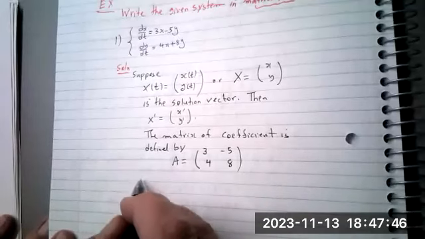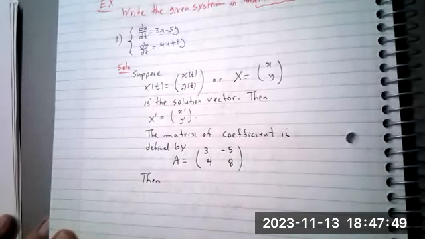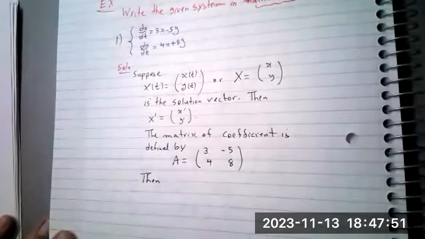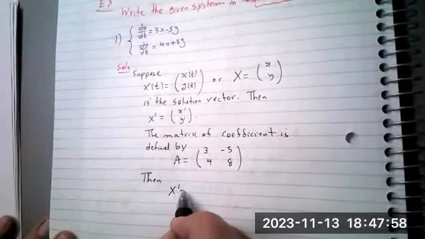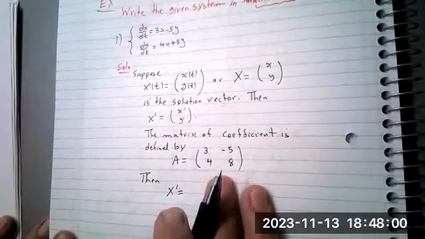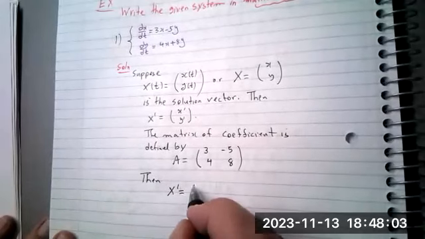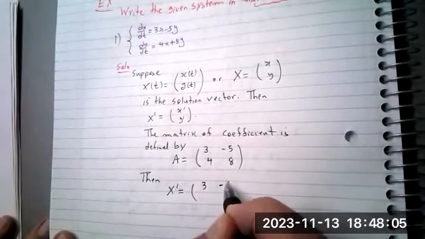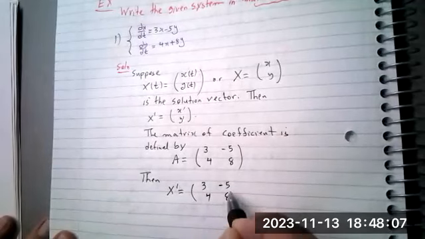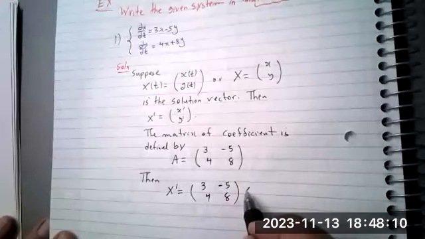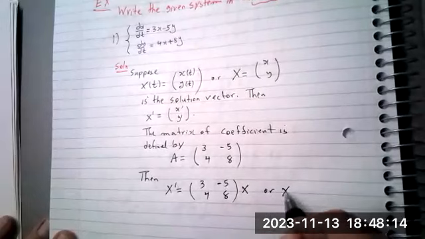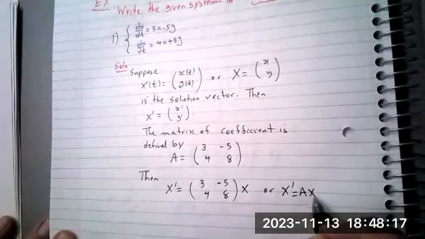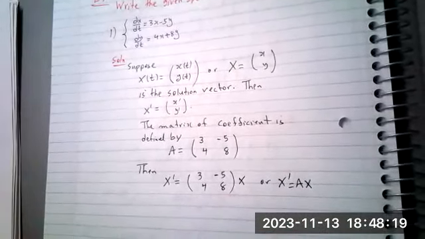If this is the case, then you see this dx/dt, dy/dt is x prime, y prime. So that would be denoted by x prime. X prime equals the matrix of the coefficients. You see, this is what you get: 3, -5, 4, 8, times x, which is the same as x prime equal to A times x. If you multiply them together, you will see it.